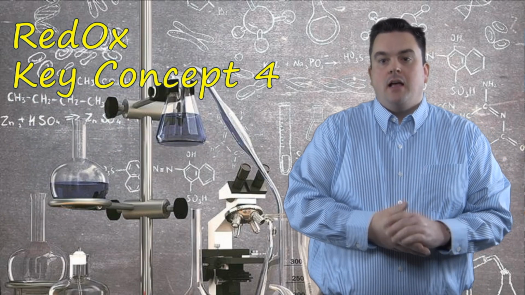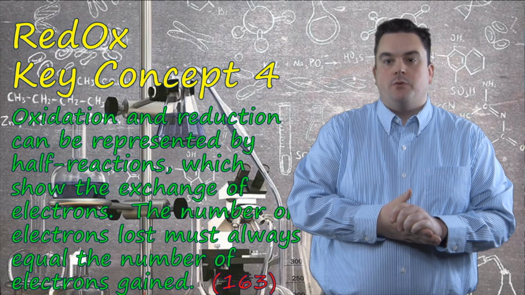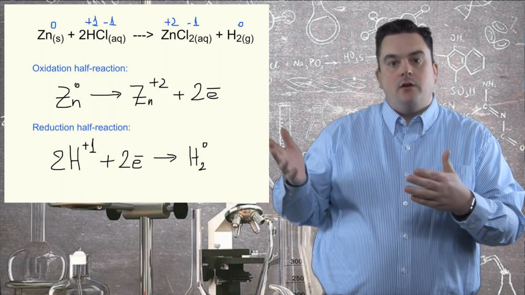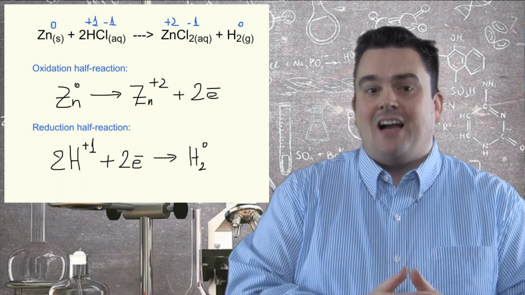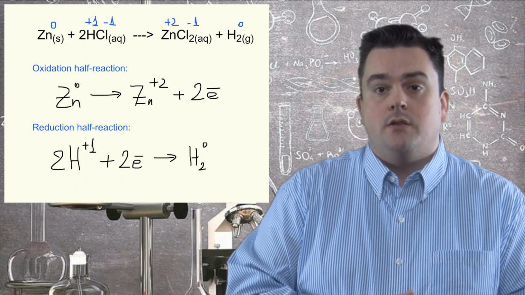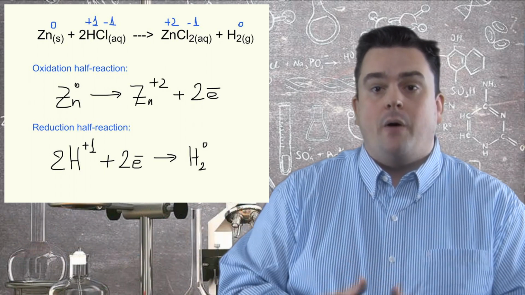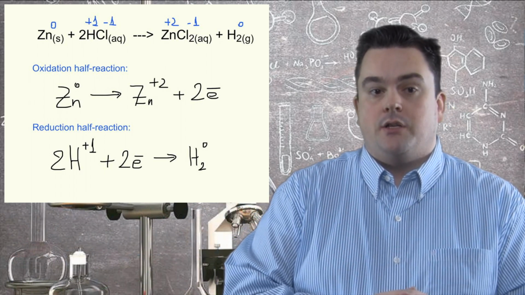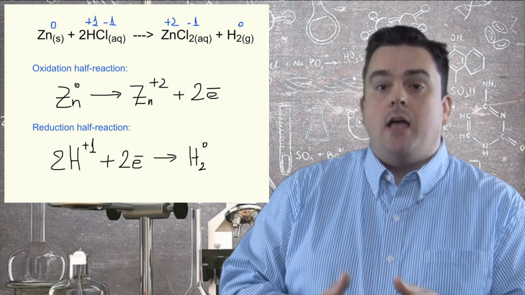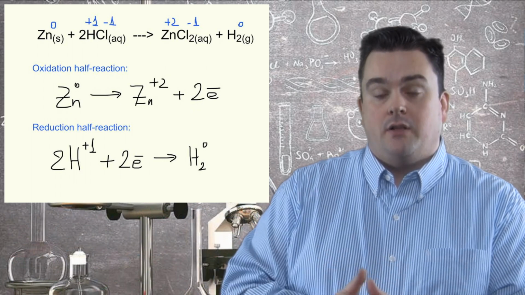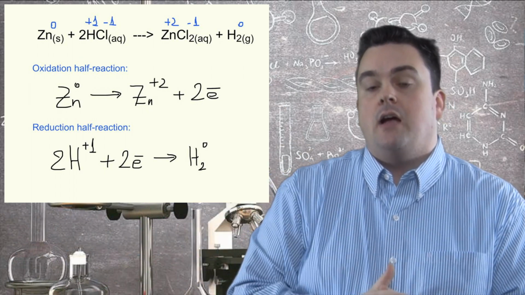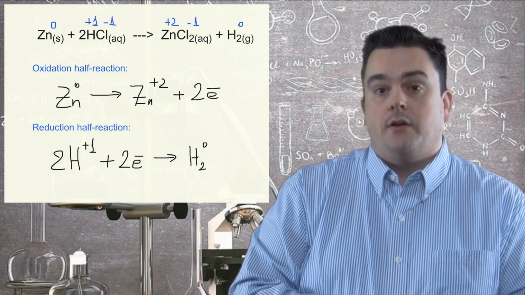RedOx Key Concept 4. Oxidation and reduction can be represented by half reactions which show the exchange of electrons. The number of electrons lost must always equal the number of electrons gained. If you take a look at our redox example here, we have a half reaction for oxidation occurring. We have zinc at a 0 oxidation number becoming zinc at a +2, plus 2 electrons. Notice we show the electrons on the right side of the equation to show a loss of electrons. In the reduction half reaction example, we've got hydrogen at a +1. It's going to gain 2 electrons to become H2 at 0. Again, notice we show the electrons on the left this time to show a gain of electrons. One final thing, make sure when you do both your half reactions, oxidation and reduction, that the electrons are equal to each other.